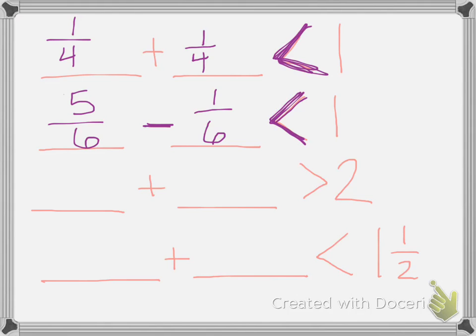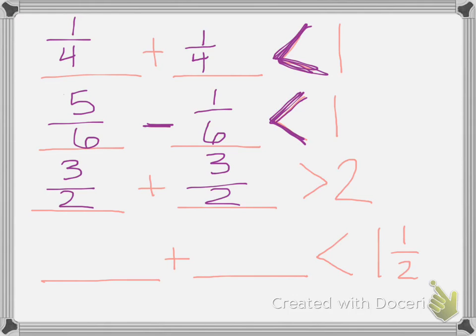C says we want 2 fractions that we're going to add together that need to be greater than 2. So we need to make sure that whatever we do, if it's a fraction, it's an improper fraction. So we could do 3/2 plus 3/2, which would be 6/2, which is 3, which would be greater than 2.